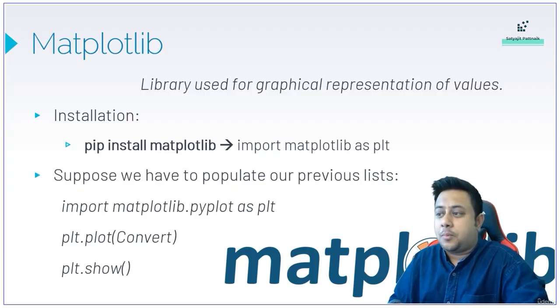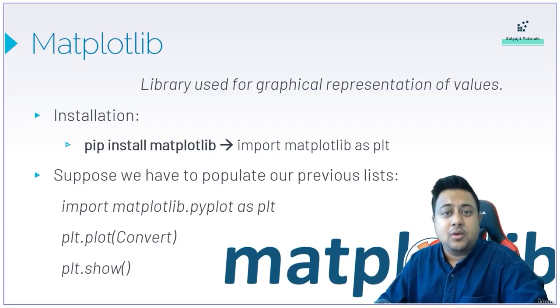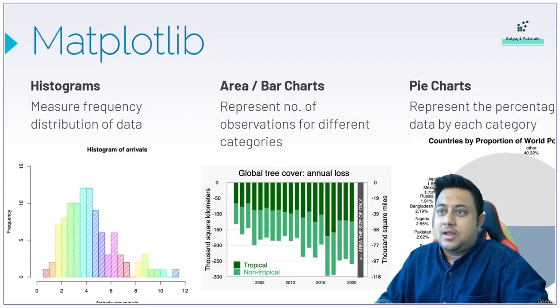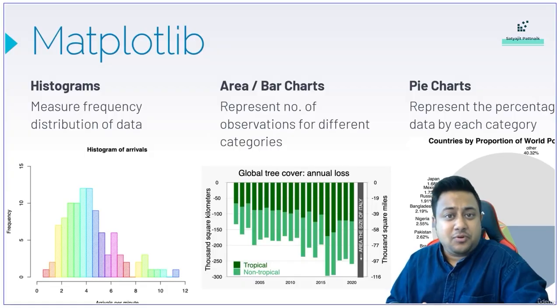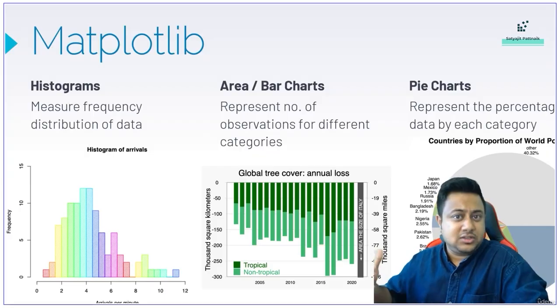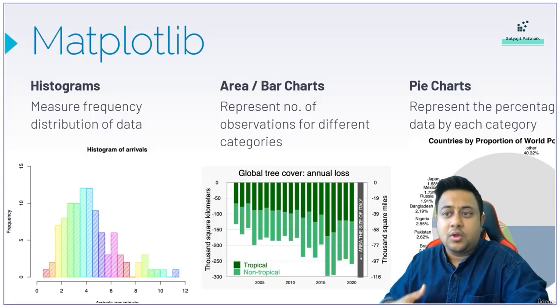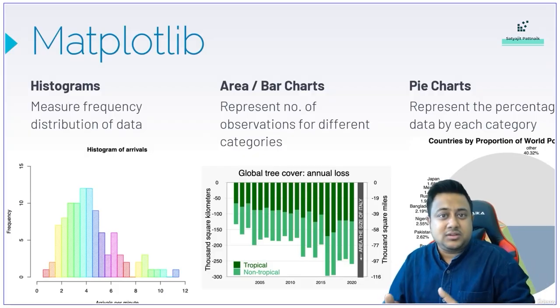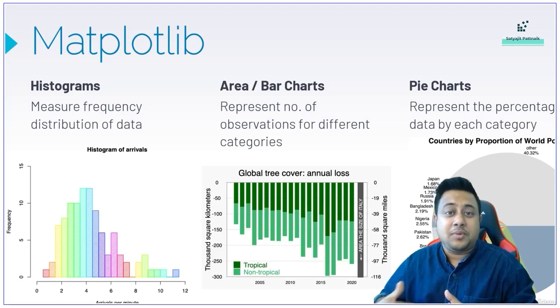Now suppose we have to populate our previous lists. So this is one of the examples of how to use Matplotlib. When it comes to the Python code part, I will explain it in detail. There are various types of charts available inside Matplotlib. Again, there are tons and tons of charts which we will not be able to cover in this video, but I will make sure you understand the usage of this library. Once you understand some of the methods available inside Matplotlib, that will make your life easier, and then you can further practice by yourself to get to know the other methods.